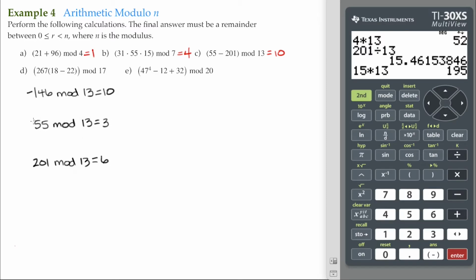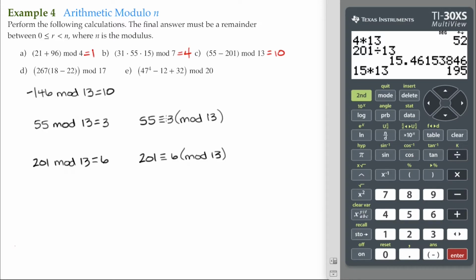This can be written as a congruency. It can be written as 55 is congruent to 3 mod 13. And as a congruency, this can be written as 201 is congruent to 6 mod 13. So 55 minus 201 mod 13 is 10.